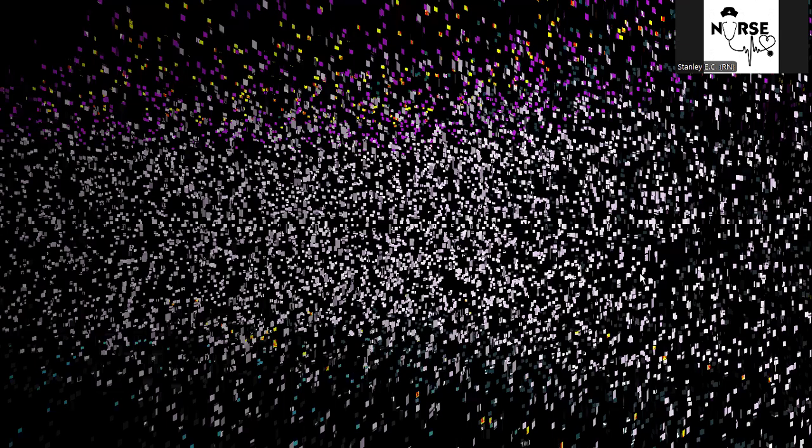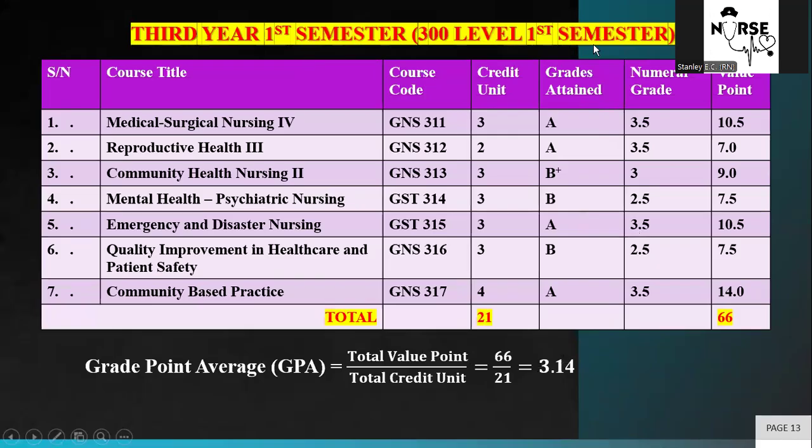So let's move on to the next semester, which is the third year first semester, 300 level first semester. This student is not doing that much, 7 courses. But the 7 courses are medical surgical nursing, reproductive health, community health nursing, mental health. For this mental health, I think the nursing students in the colleges usually go for psychiatric practice in the hospital, and they will write an exam over there.